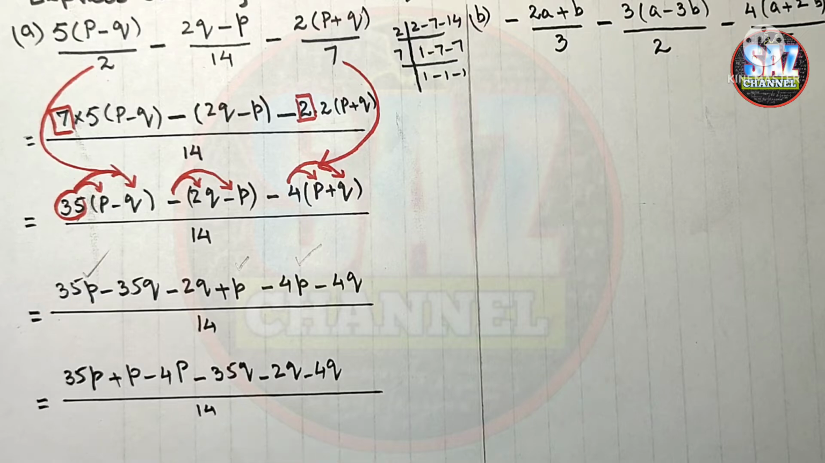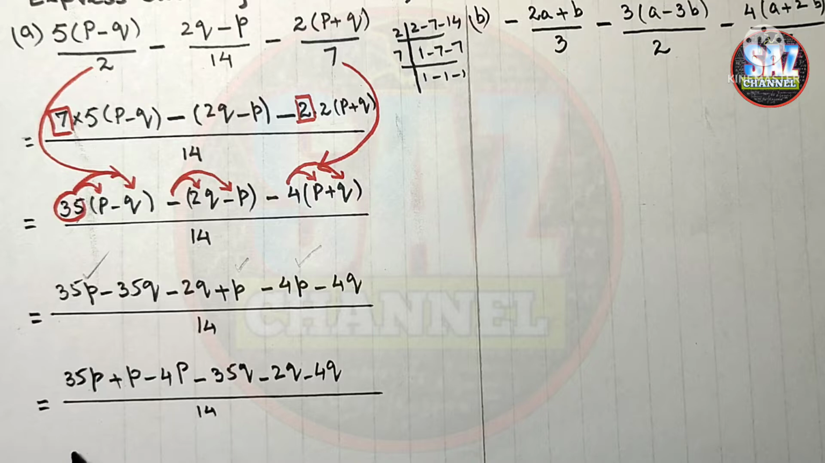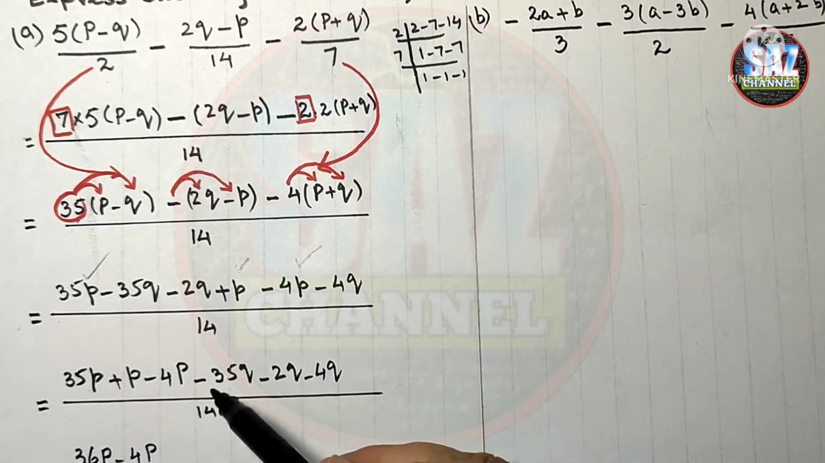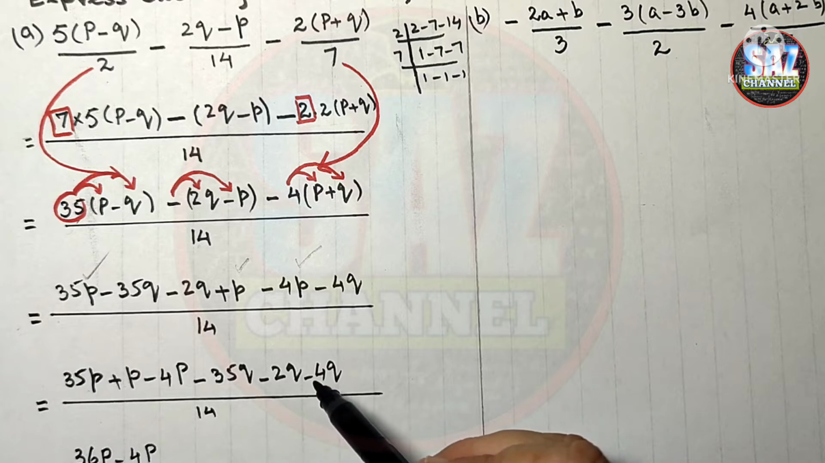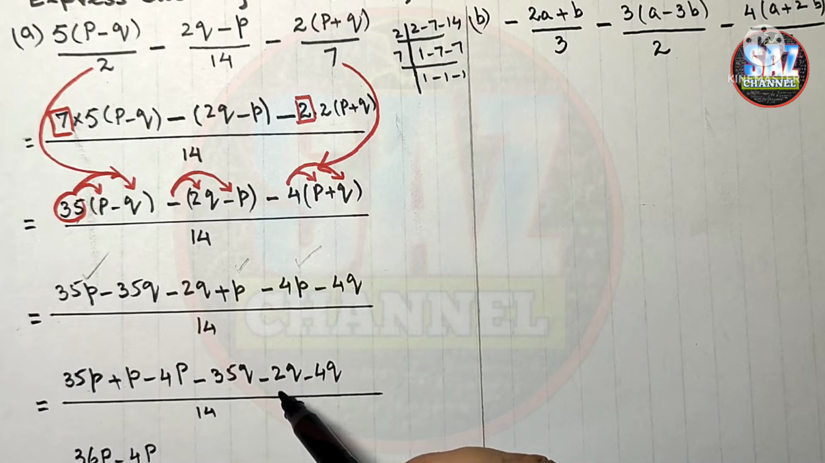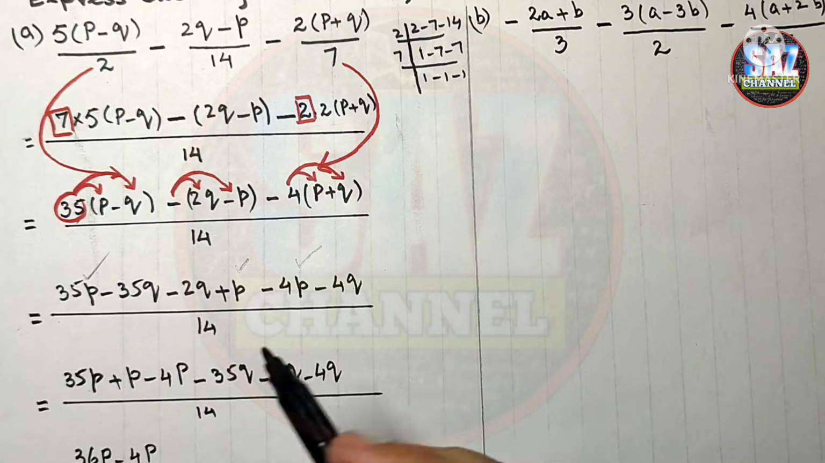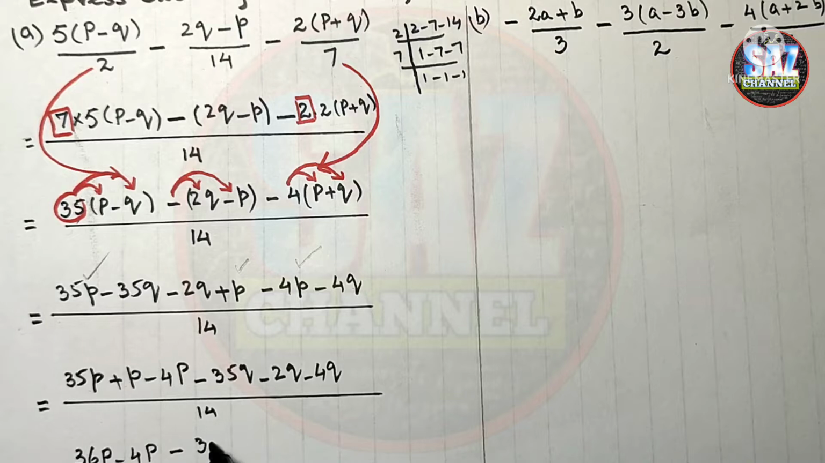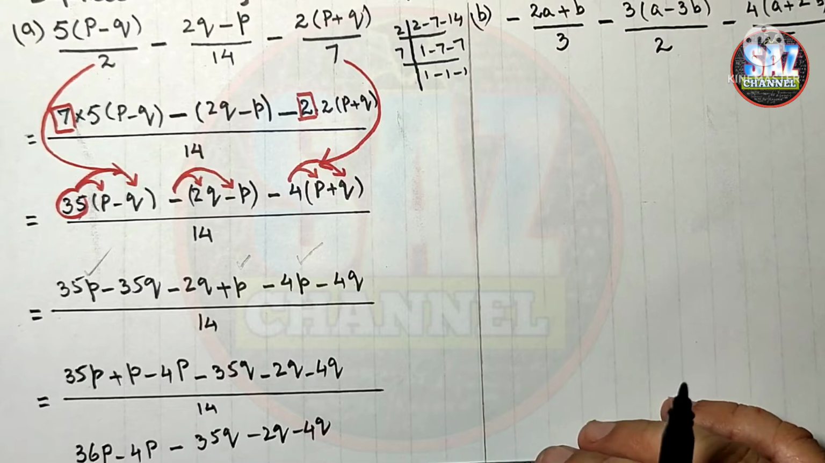Now look, 35p and p have the same sign, positive sign. So we are going to add them up. This will become 36p minus 4p. And 35 and 2, they have the same sign, negative sign. We are going to add them up. Rather, all three have the same sign. Let me write them as it is because I have not solved the p terms yet. Minus 2q minus 4q, divided by 14.